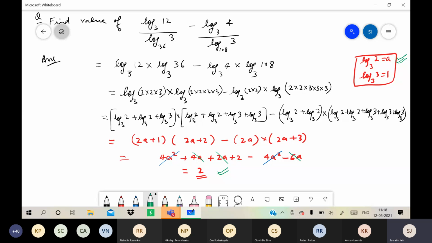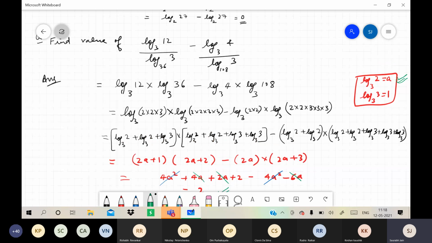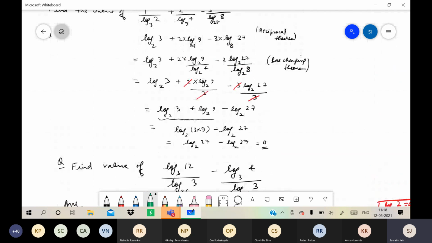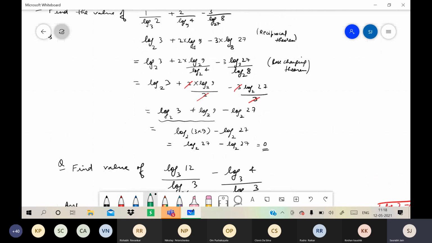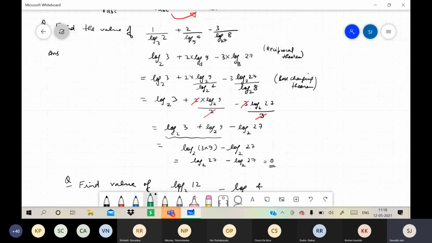Previous sum? Yes, sir. What happened, the screen is lagging. Which step? Any particular step in the previous sum? Yes, sir, after the second step. This one, there's a step.